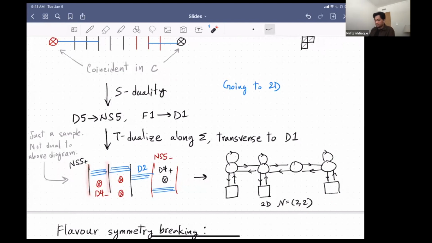So here, these two NS5s are really parallel and the D2s suspended between them have four real directions or two complex directions to fluctuate. So one of them will be the complex scalar in the two-dimensional vector multiplet, and the other one will be a complex scalar in the adjoint chiral multiplet in the 2D language, or in a 4D language, all of them will be in the same vector multiplet. So the only difference is that here, when I go from NS5 plus to NS5 minus, they only share two real directions. And so the complex scalar coming from fluctuations in those two directions enters into the vector multiplet, and we don't have anything that can create an adjoint scalar.